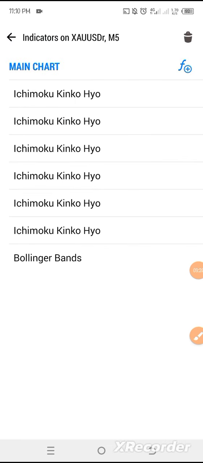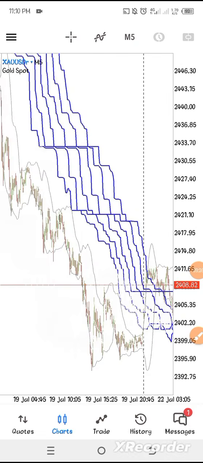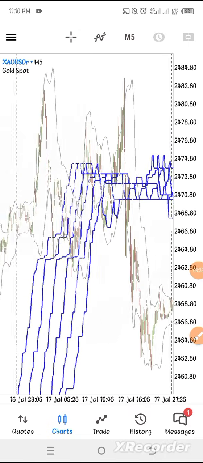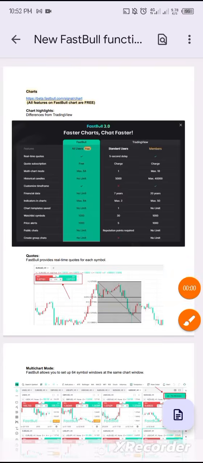Your chart is going to look like this, guys. This is how your chart will look. This strategy is just, yeah guys, a very quick one.